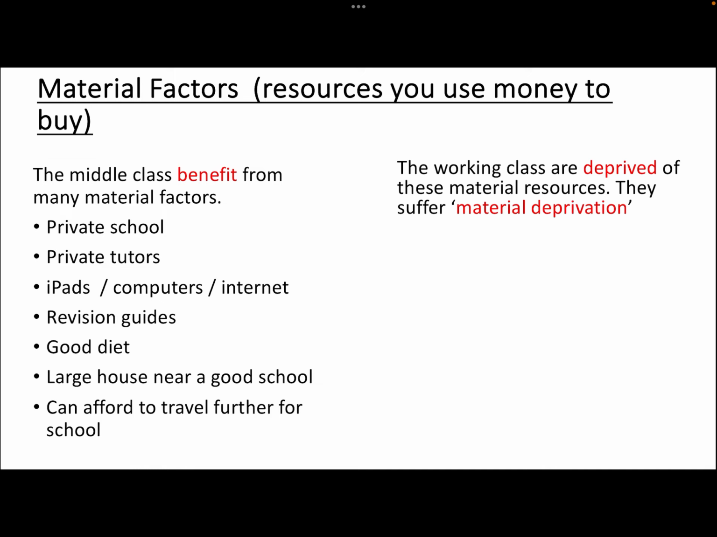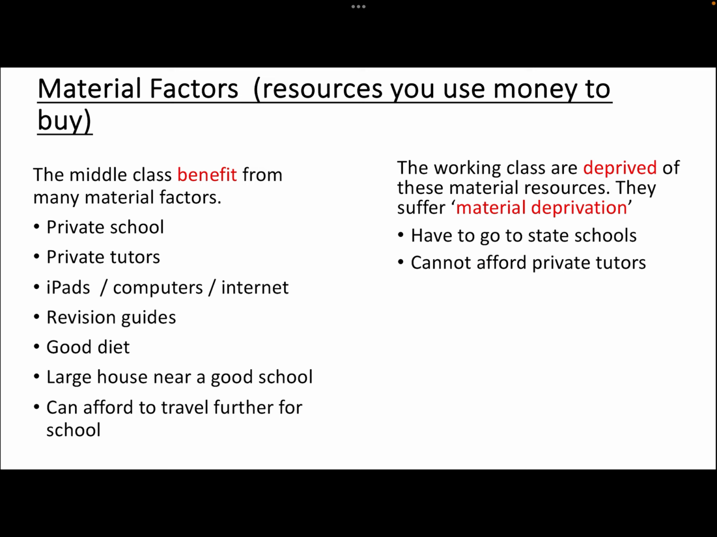Like I mentioned, the working class are often deprived of these resources, and this is what's known as material deprivation. They have to go to state schools because they can't afford private school. Now, state schools are great. I clearly work in one. But state schools have larger class sizes. They're more likely to have more disruption, less likely to have such good resources, perhaps, and perhaps less support for students studying outside the classroom.